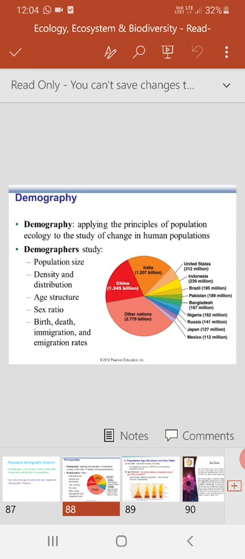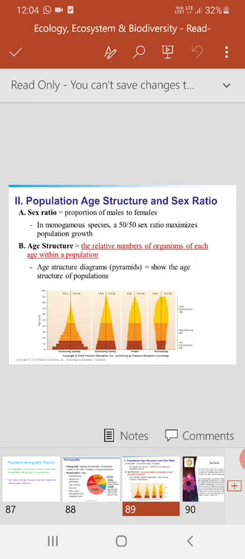This slide is also showing the population size of different countries of the world. The leading one is China, and the second one is India, and there are some other countries like US, Indonesia, Brazil, Pakistan, Bangladesh, Nigeria, Russia, Japan, and Mexico having a high population size of humans. Now we will focus on the sex ratio and age structure.